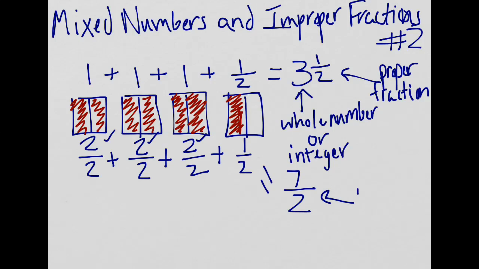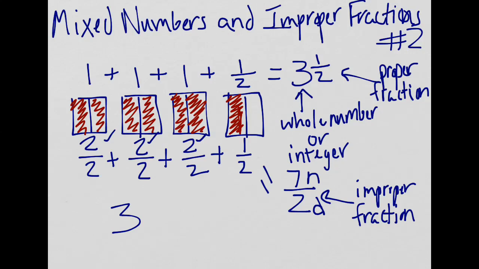This is an improper fraction because the numerator is greater than the denominator. So once again, it's an improper fraction because the numerator, the top number, n for numerator, is bigger than the denominator, which is the bottom. Improper fractions, the numerator needs to be greater than or equal to the denominator.